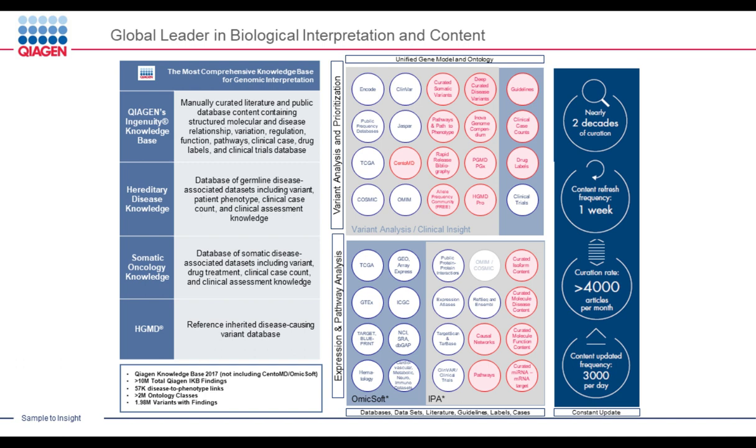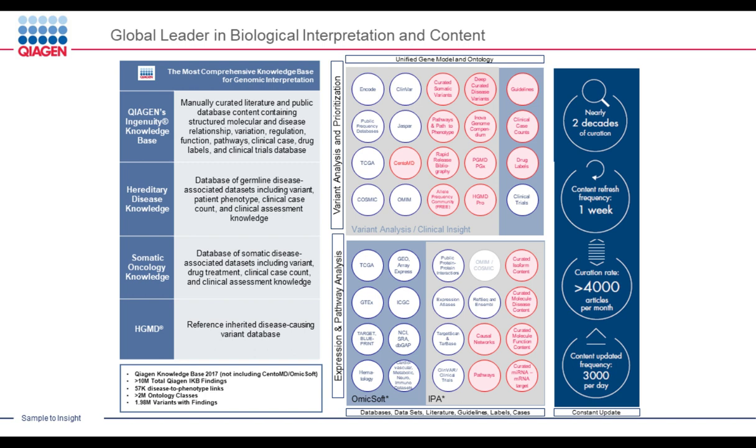A little bit more about the sources of knowledge that we get. So we get a lot of this information from both, like I said, proprietary and public sources, with the proprietary ones in pink and the public ones in white. As I said, we've been doing this for almost 2 decades now. We update our knowledge base on a weekly basis, and we have an army of MDs and PhDs who manually read over 4,000 articles a month, and we update this around 3,000 findings a day.